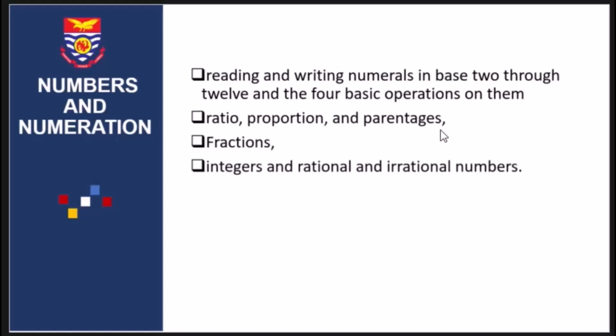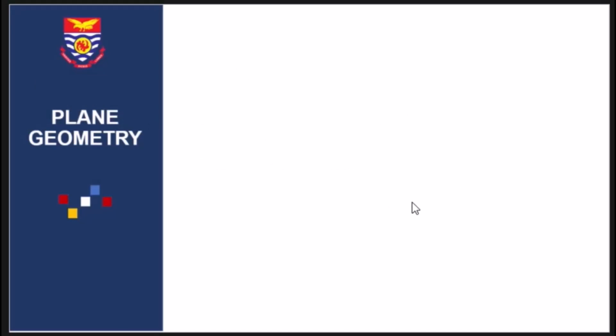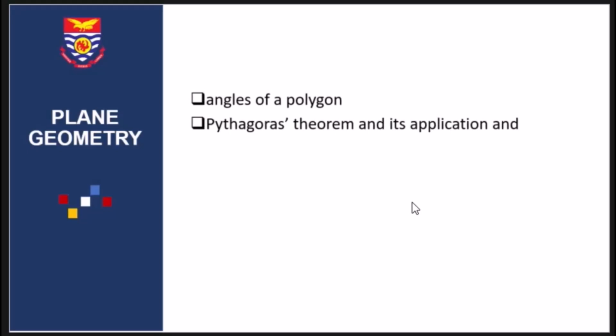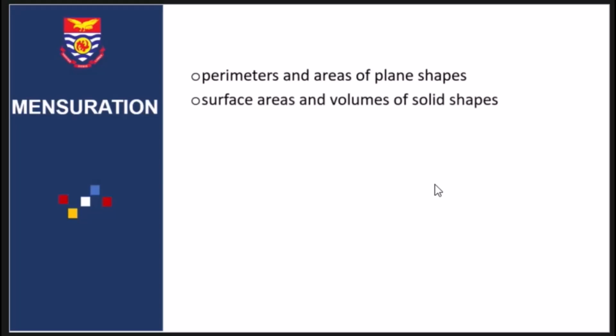Let's look at plane geometry. This talks about angles of a polygon, Pythagoras theorem and its application, circle theorem, including tangents, and so on. Then we talk of mensuration, which talks about perimeters and areas of plane shapes, surface areas and volumes of solid shapes, and then the Earth as a sphere. These are the 3 areas covered under mensuration.